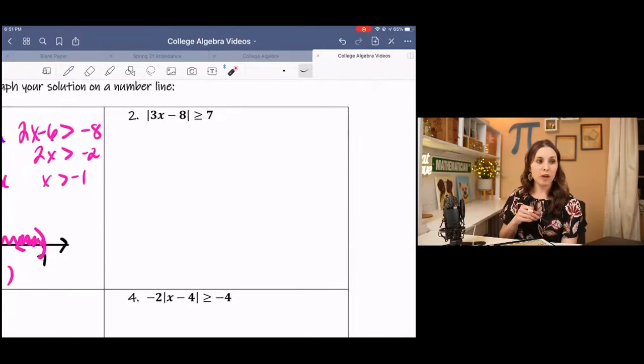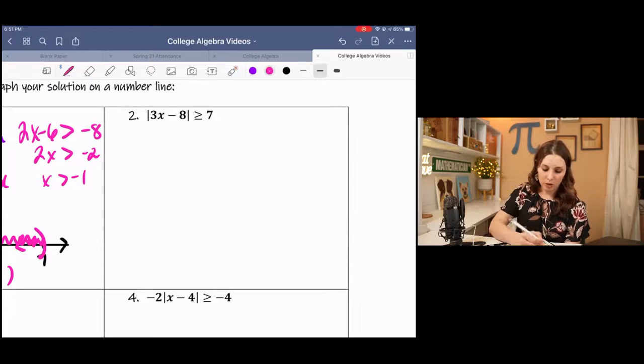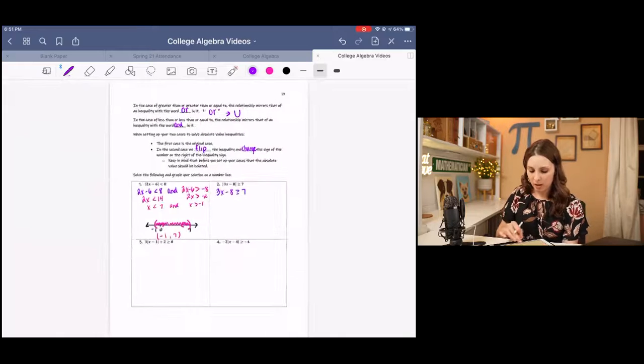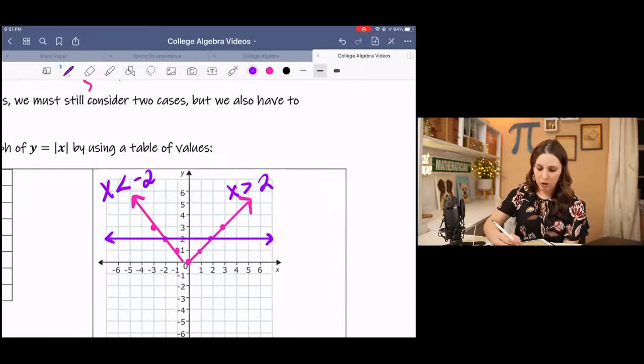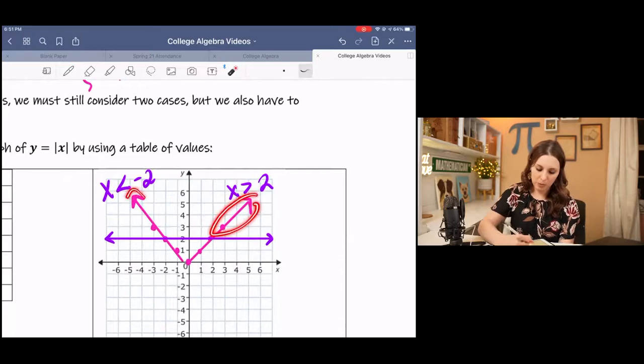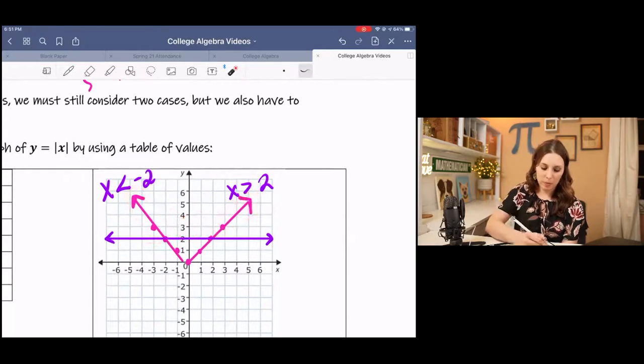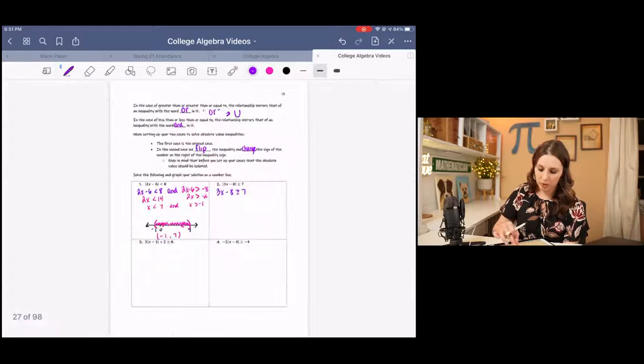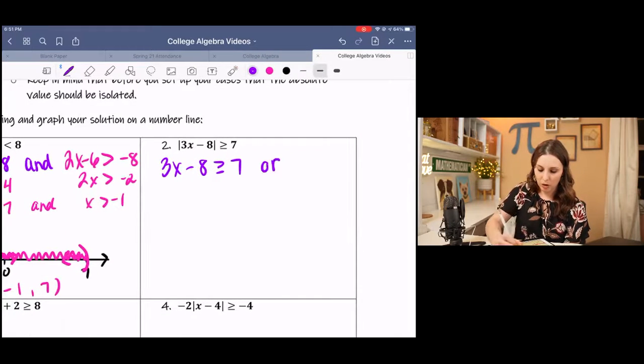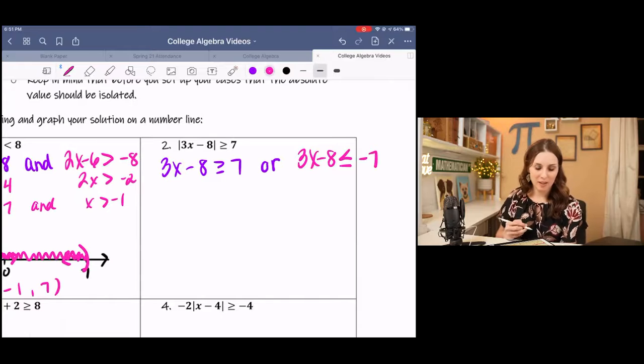Next one, the absolute value is already isolated. So we can go ahead and set up our cases. We have our original case. And then greater than, if we look back at our graph, greater than represented these two separate pieces with that break in the middle, which means that we're going to be using the word or. In our second case, we will flip the inequality, change the sign. Got to remember to flip that inequality.